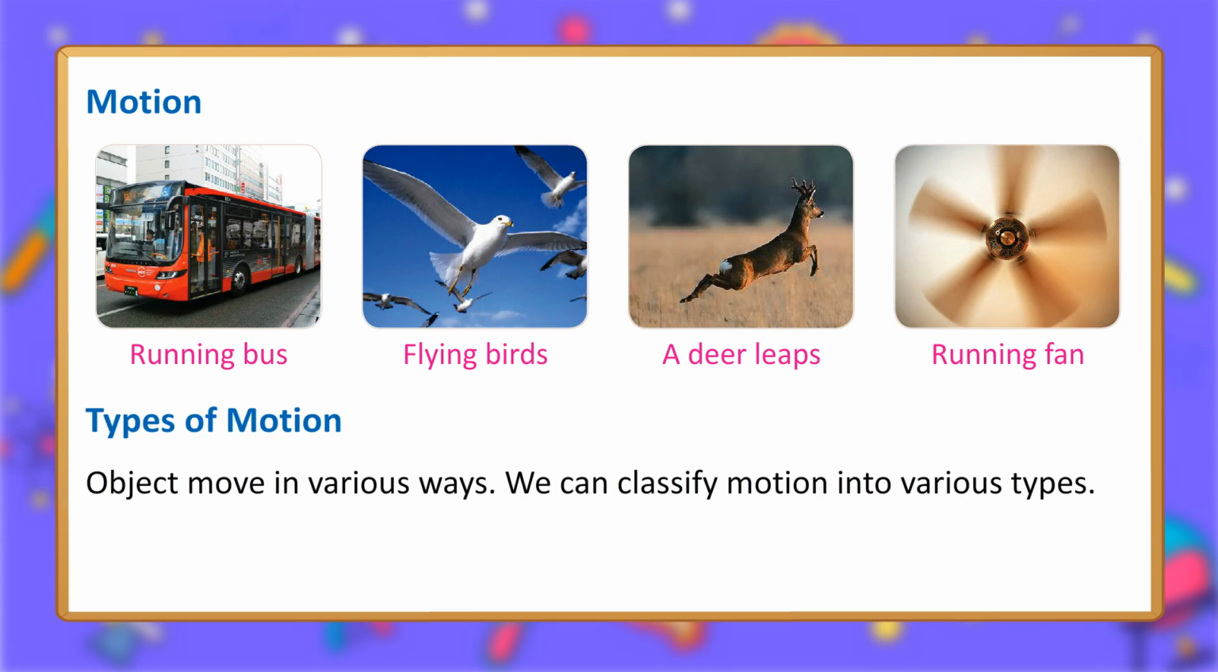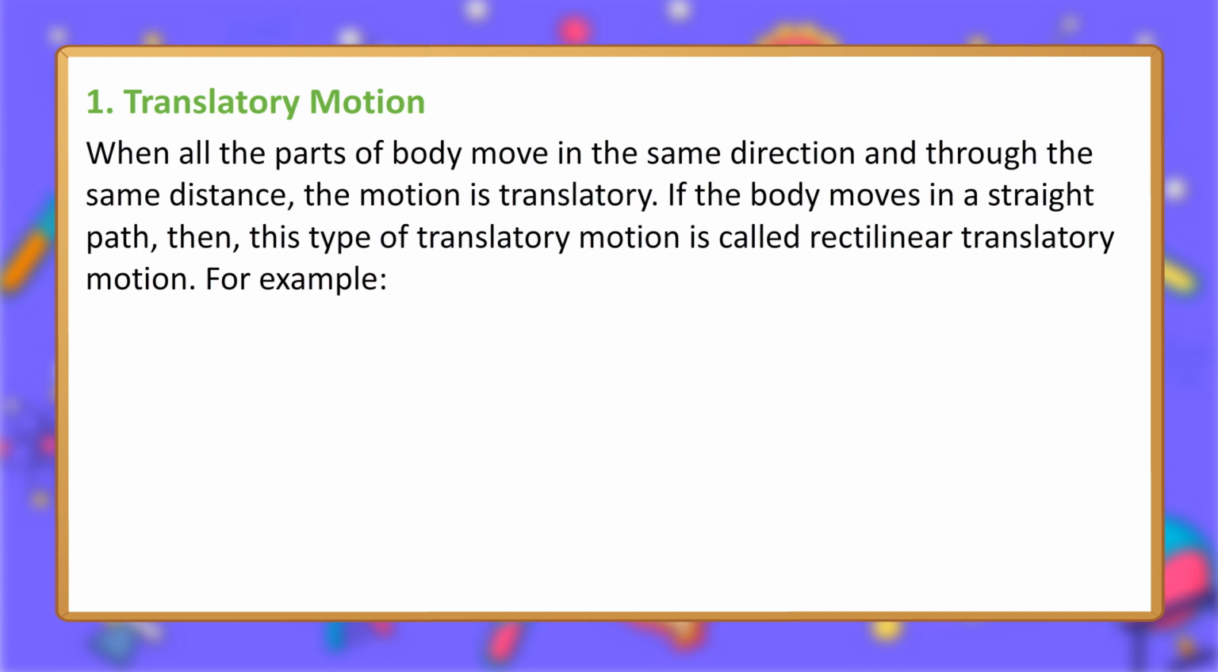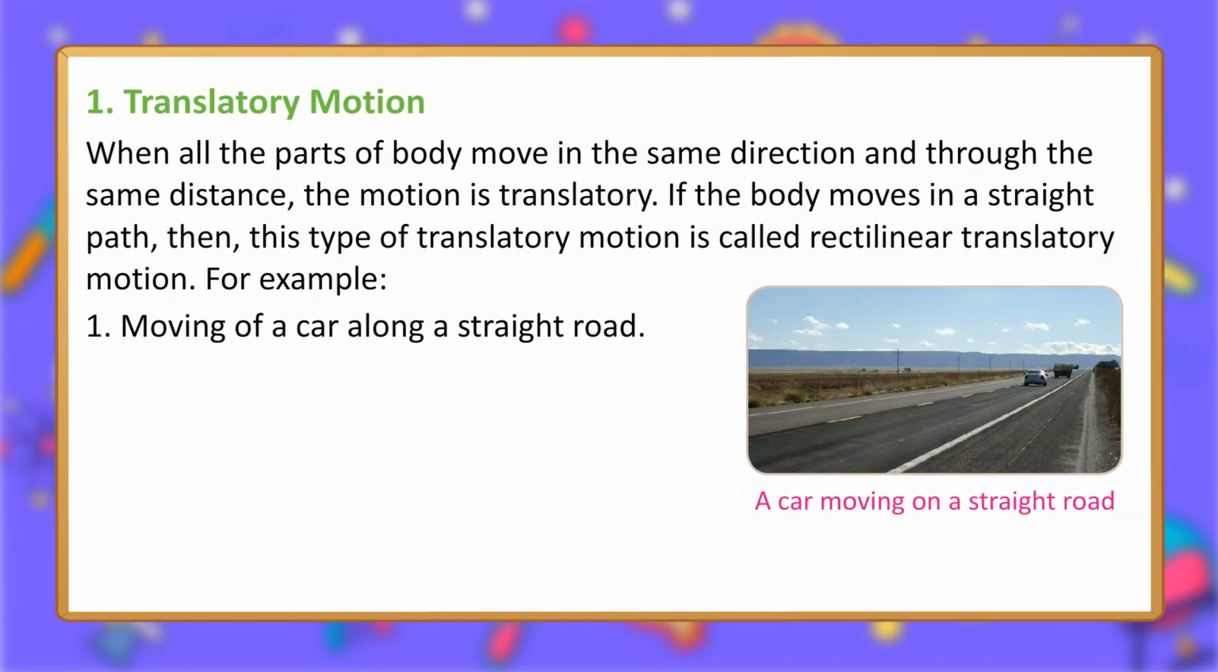Types of motion. Objects move in various ways. We can classify motion into various types. 1. Translatory motion. When all the parts of a body move in the same direction and through the same distance, the motion is translatory. If the body moves in a straight path, then this type of translatory motion is called rectilinear translatory motion. For example, 1.